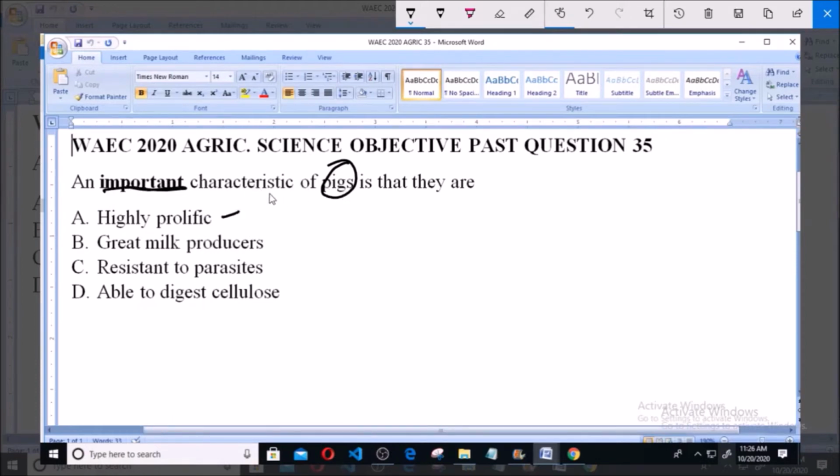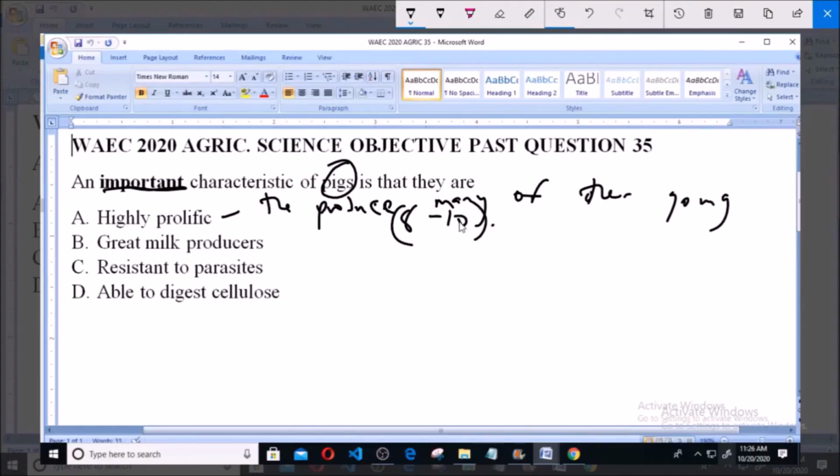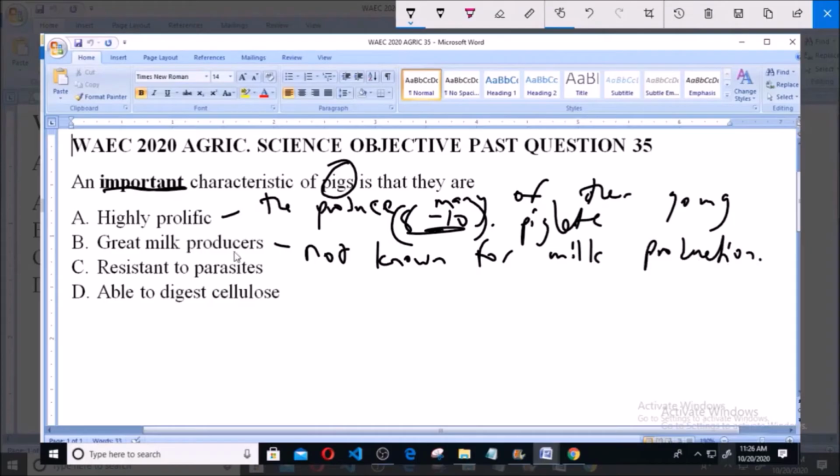Now when you say highly prolific, it means that they produce many of their young. As it relates to pigs, they produce about 8 to 10 of their young. So they are highly prolific. They produce 8 to 10 piglets at a time. Now option B says great milk producers. Now pigs are not known for milk production. The animals that are recognized for their milk production include cattle, goats, and sometimes sheep.